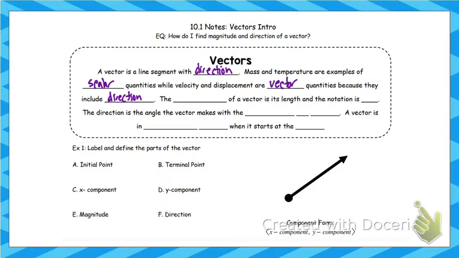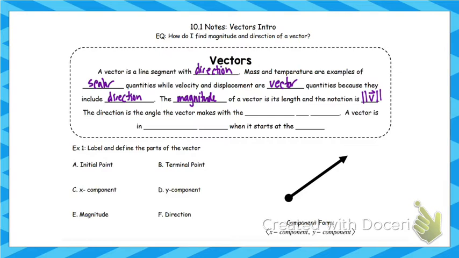So we have a lot of components of vectors we're going to talk about. One of them is magnitude. So the magnitude of a vector is its length. Okay, the notation that you're going to see is these little double bars that look almost like two absolute value bars. You also will typically see a vector with a little half arrow above it. That way we know it's not just a regular old line, but it is a vector.